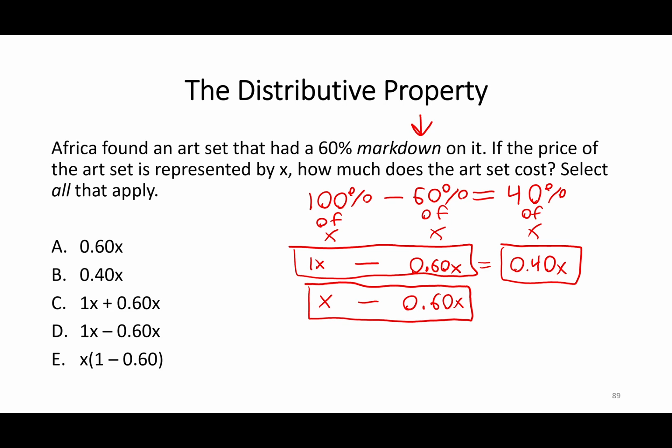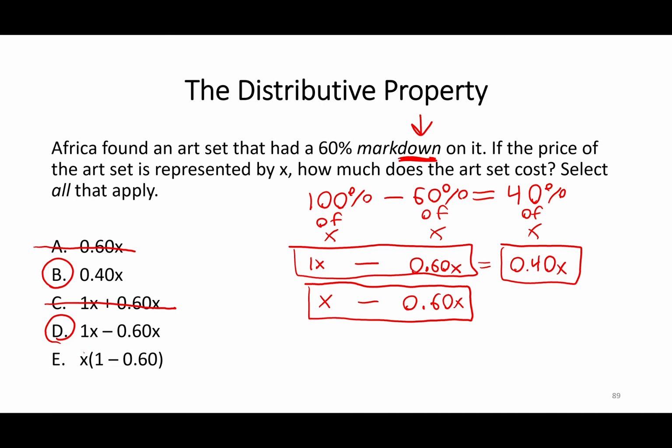So let's see what we have on the left. Well, A, I can already tell that A is wrong. The correct answer is 0.40X, not 0.60. B is going to be right. Now forgive me, this says marked down, so I don't know why there's a plus sign in there for C. C is wrong because it's addition instead of subtraction. Now let's double check here. D, well, we have 1x minus, marked down, minus 0.60x. D is also correct.